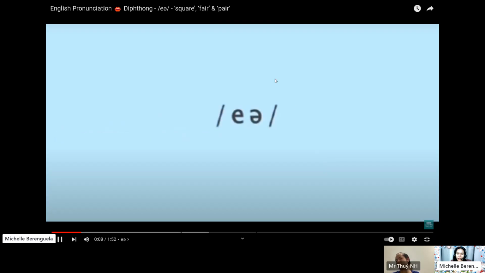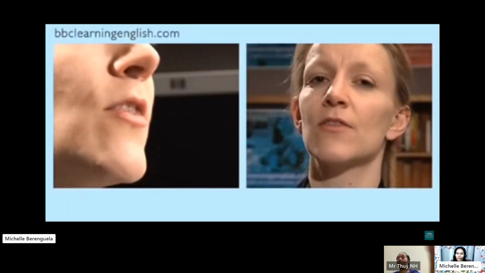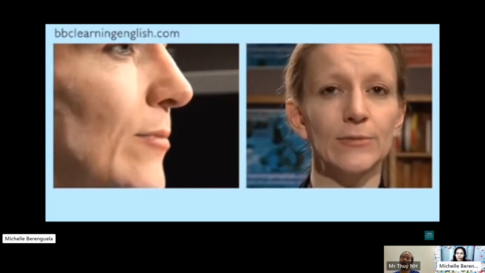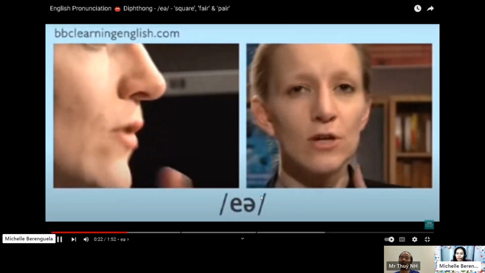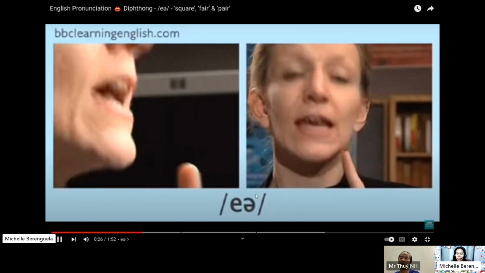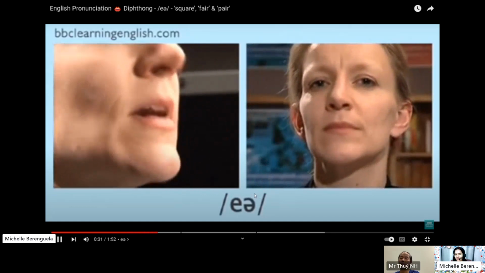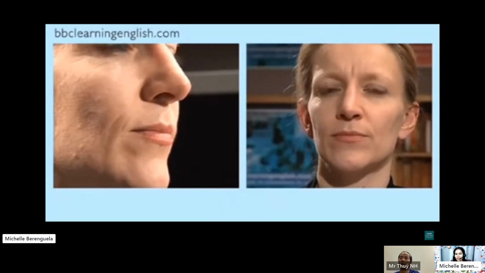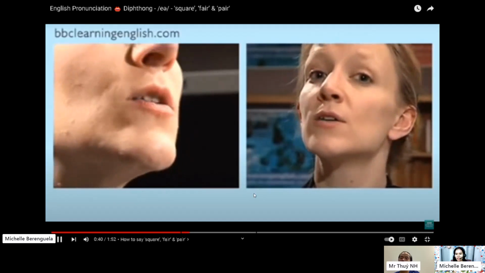This is a diphthong, a double vowel sound. The shape the mouth makes changes from the beginning of the sound to the end. It's pronounced "air". Did you notice how my mouth changed from the beginning to the end of the sound? Watch. Air. Now you try.